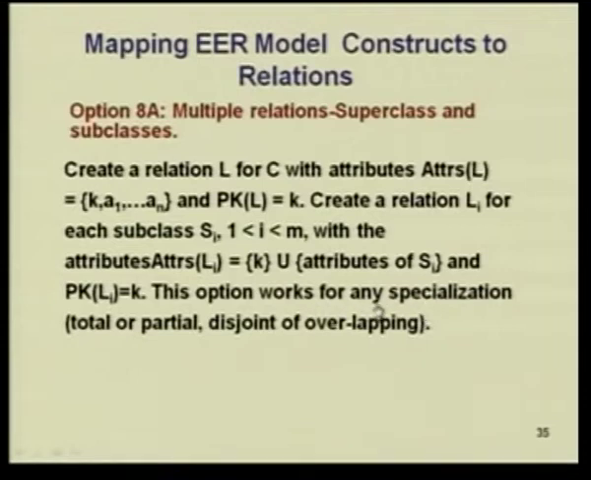This option works for any specialization, whether it is total, partial, disjoint or overlapping. Remember, specialization could be any of these, so it could work for any of that. That is one way. So, what have we done there? We have taken one relation for the superclass, and for each of the subclasses you have put relations. The primary key of the superclass is the primary key of all of these. Otherwise, the attributes are associated as they were.